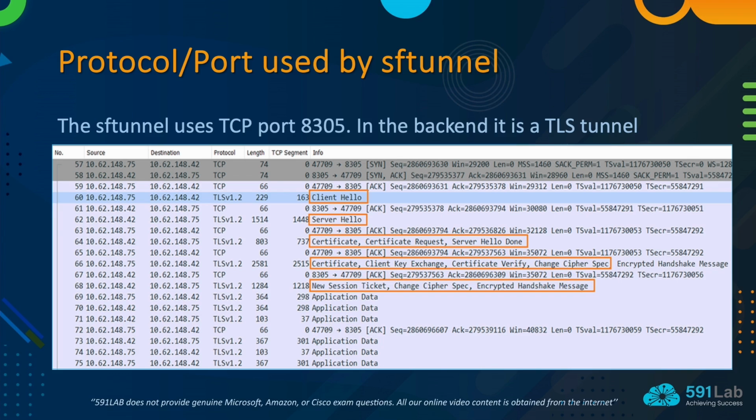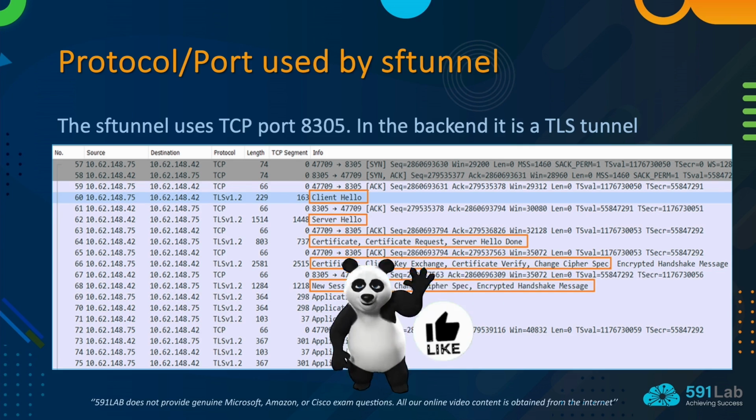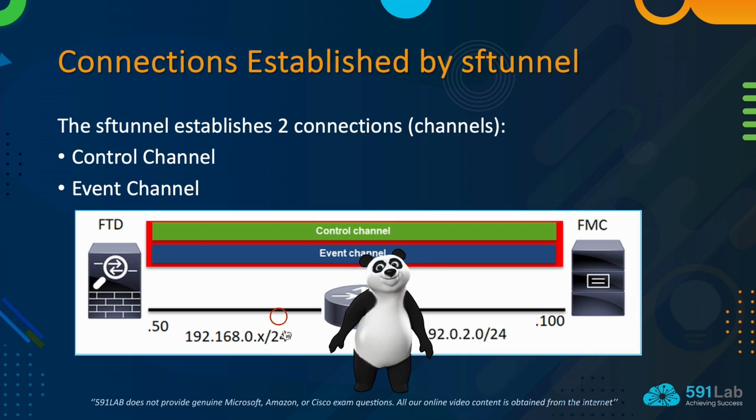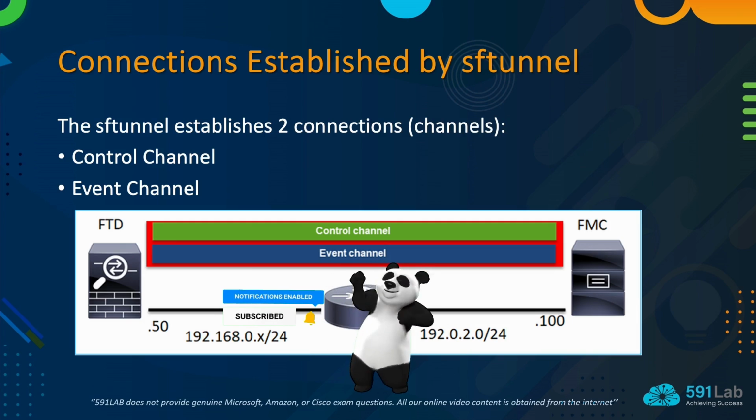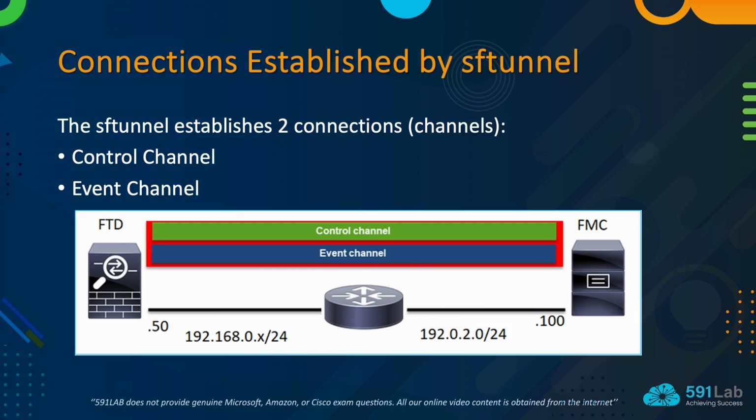The SF tunnel uses TCP port 8305. In the backend, it is a TLS tunnel, so the communication over port 8305 uses a TLS SSL connection. Whenever the SF tunnel connection is established between FTD and FMC, two channels are established. One is the control channel and the other is the event channel.